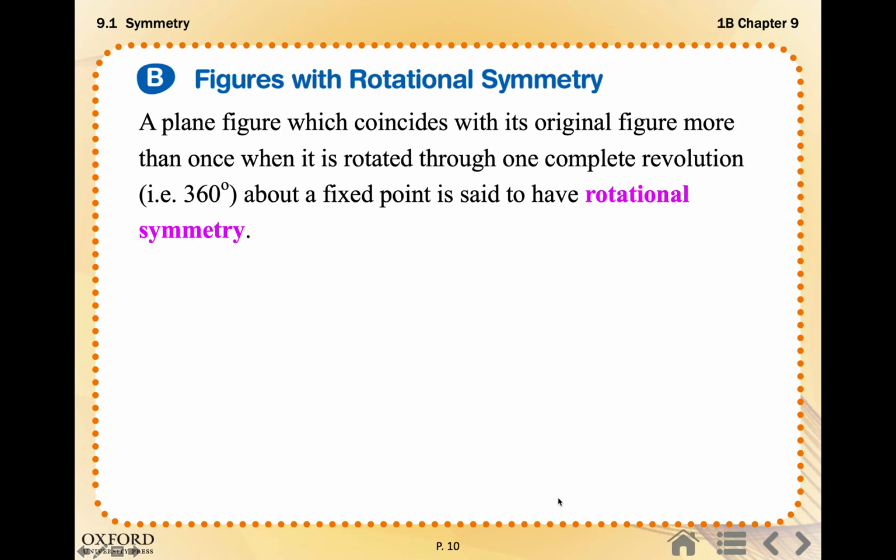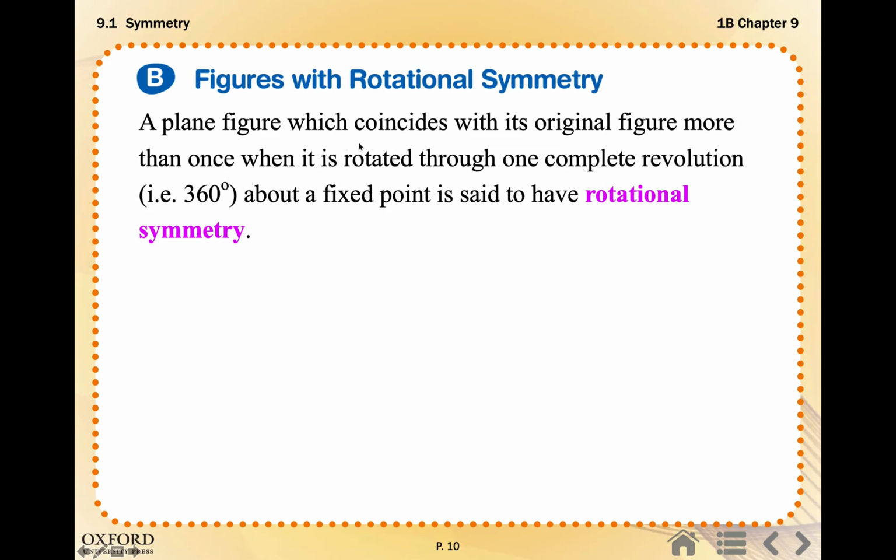And the next type of symmetry is another type of symmetry. We call it rotational symmetry. Rotational symmetry in Chinese is 旋轉對稱. That means we have to rotate the object. In rotational symmetry, we have to rotate the object.